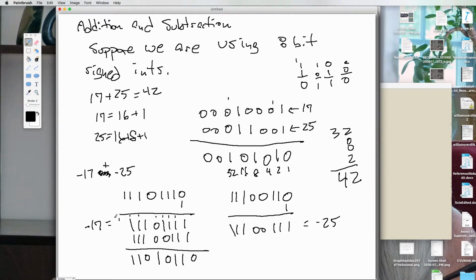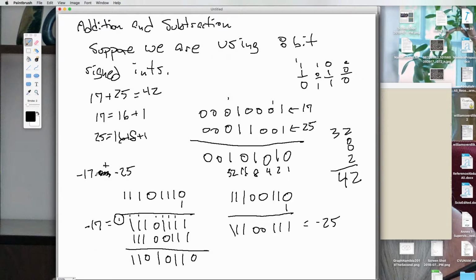But remember, I am only talking about 8 bits. Here are my 8 bits, and what happens to this carry over here? Well, I got no place to put it. You might think that that's worrisome, and there are times when it is worrisome. We'll discuss that in about 5 minutes.